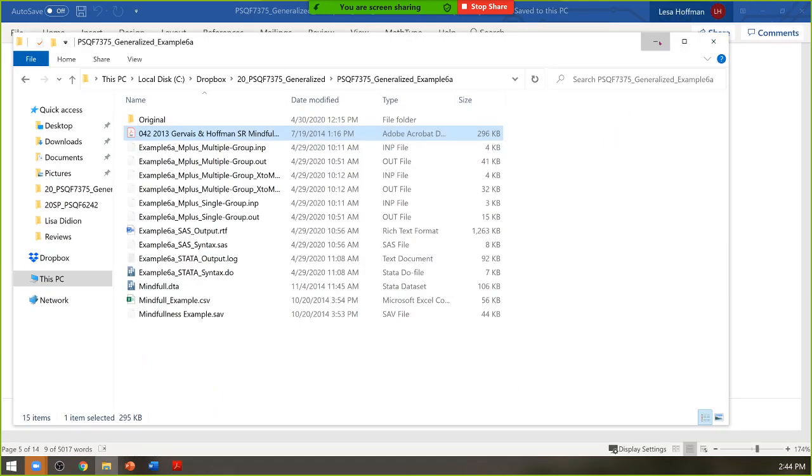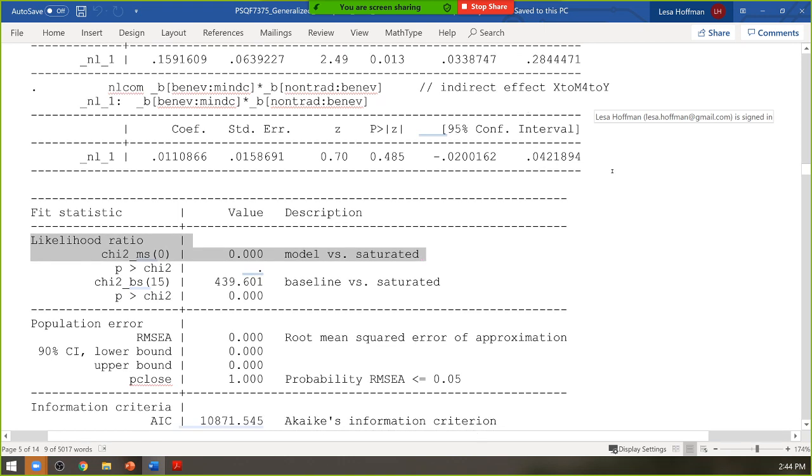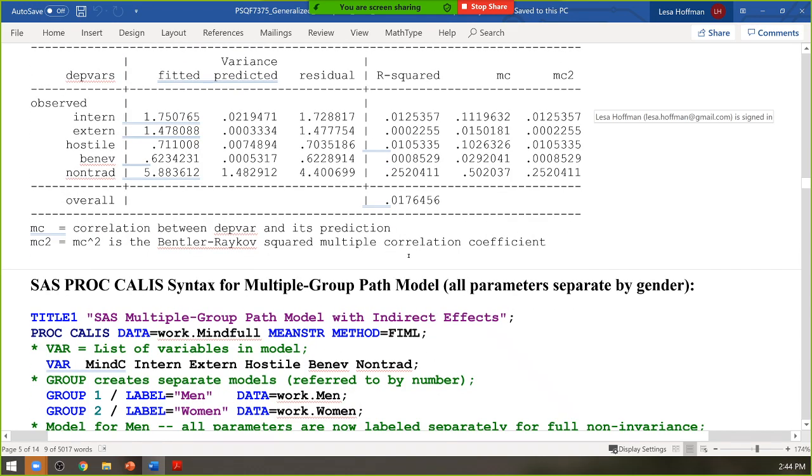All right. So questions so far on how to make indirect effects? All right. Do you want to see a multiple group version? Why not? So I didn't ask you to do this in your homework. This is just sort of extra.